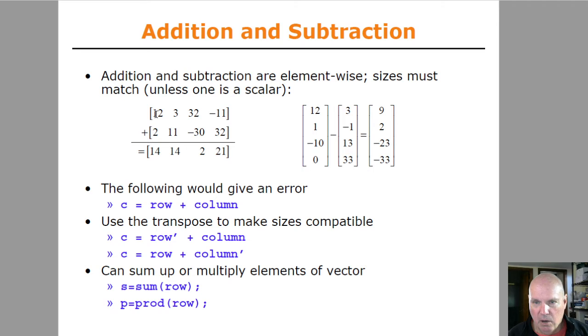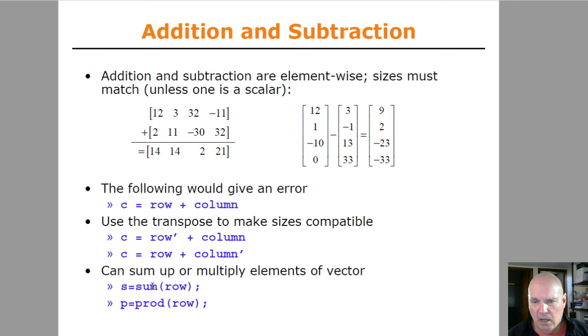Here they're showing a row vector with 4 elements and a column vector with 4 elements. Of course, you could transpose the row vector into a column and add them, or transpose the column vector into a row vector and add them, and you get a row vector as a result.